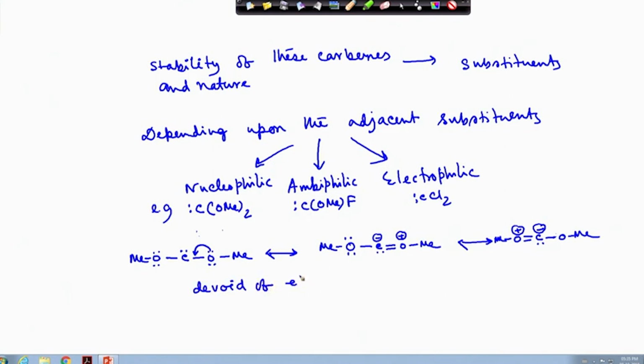Devoid of electrophilicity toward alkenes, okay, because of electron donation by the methoxy group. So, there are these three types of carbenes, nucleophilic, ambiphilic and electrophilic, and in general these dimethoxy carbenes are devoid of electrophilicity toward alkenes due to the donation of electrons by the methoxy group. Clear?